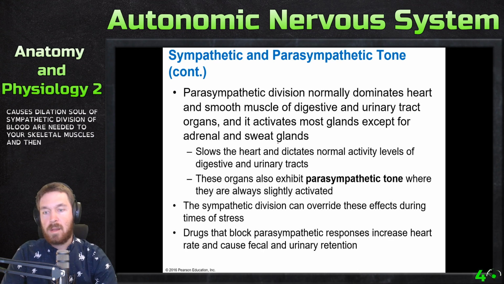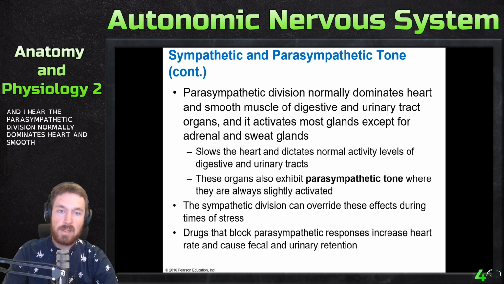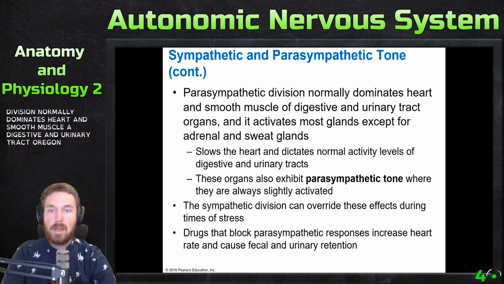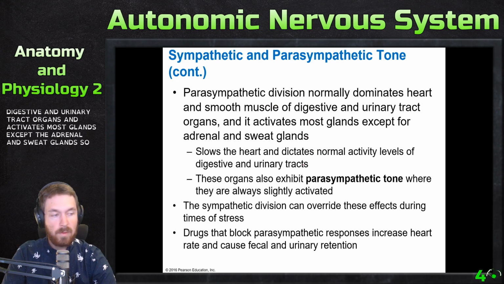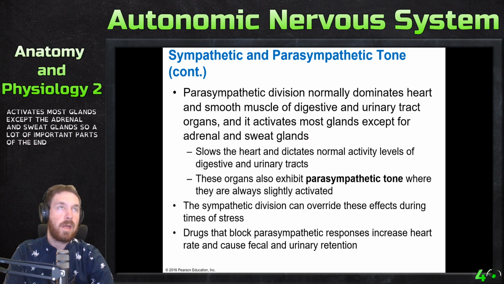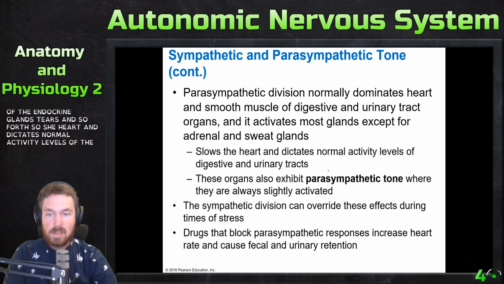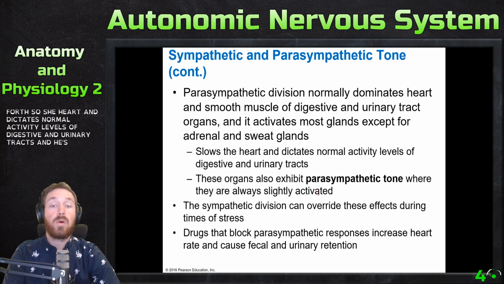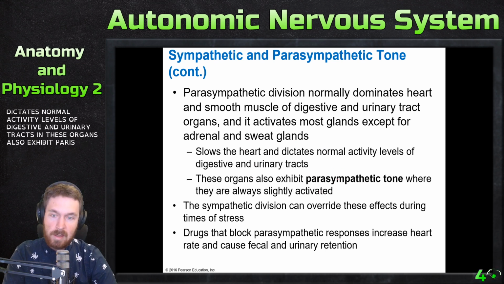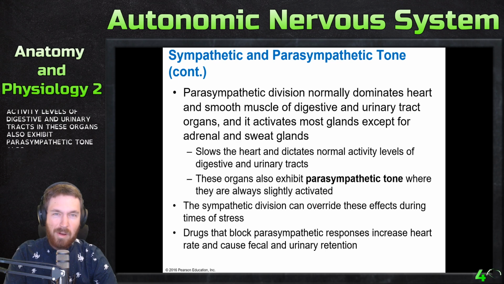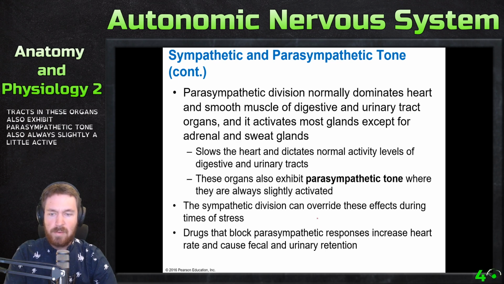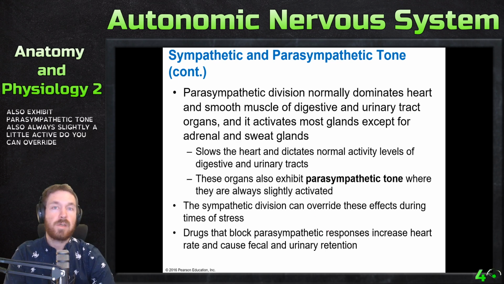And then here, the parasympathetic division normally dominates heart and smooth muscle, digestive and urinary tract organs, and it activates most glands except for the adrenal and sweat glands. So a lot of important parts of the endocrine glands, tears, and so forth. It slows the heart and dictates normal activity levels of digestive and urinary tracts. And these organs also exhibit parasympathetic tone, so they're always slightly active. The sympathetic division can override these effects during times of stress, though.